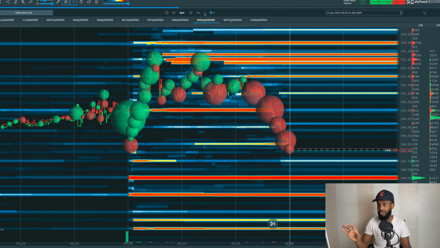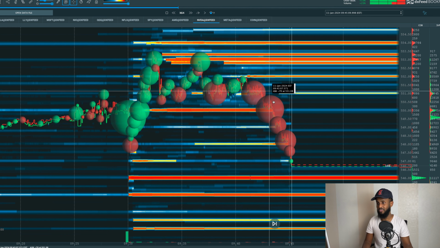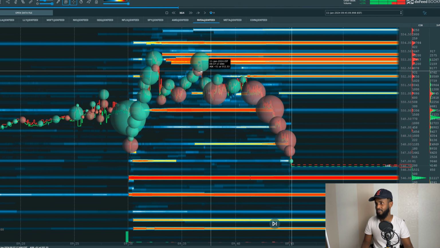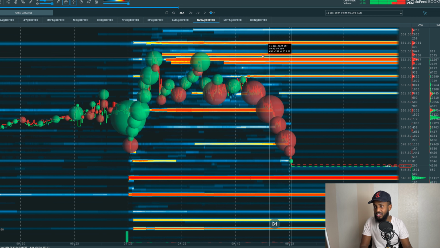Now, when you look at this, for example, if you were taking a long position here, but you didn't have Bookmap, you would not be able to see these huge sell orders sitting right here.